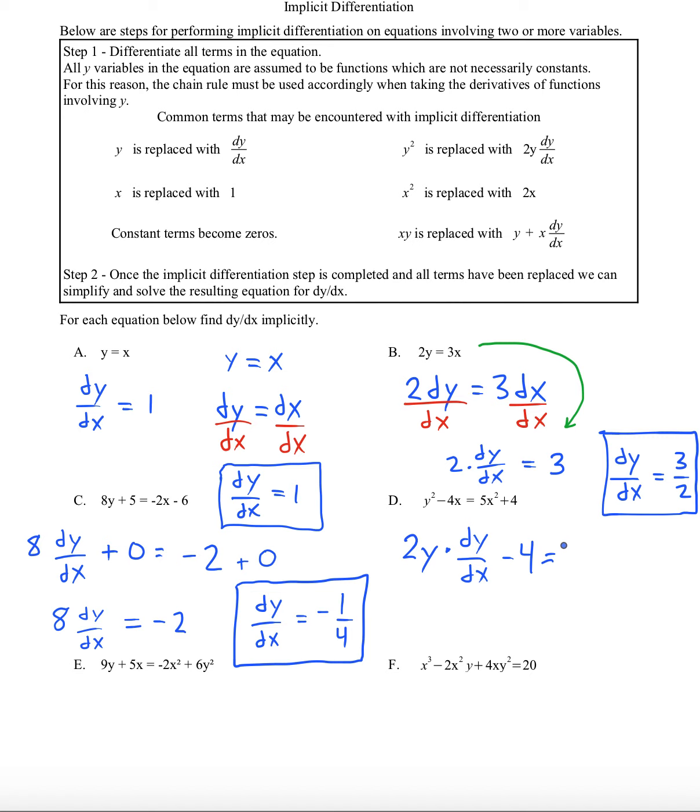Here I'll do 10x, and x prime is just 1 again, and the derivative of 4 is 0. So when we have terms involving x, they get differentiated as normal. But when we have terms involving y, that's the tricky part. That's where we have to use chain rule. All right, now we'll solve.